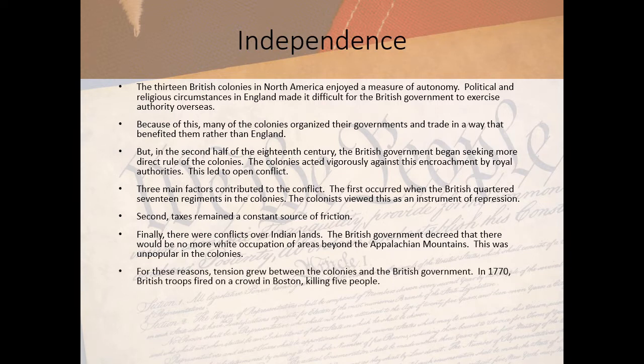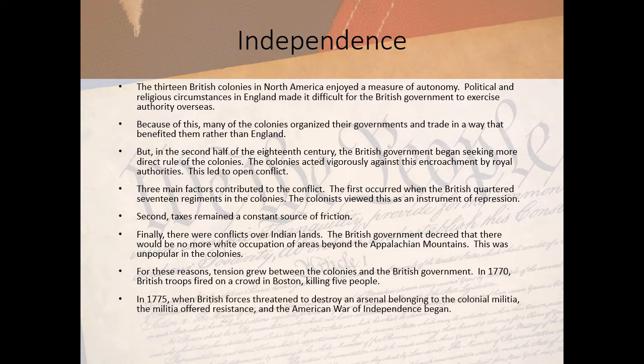For these reasons, tension grew between the colonies and the British government. In 1770, British troops fired on a crowd in Boston, killing 5 people. So that was going to be a big thing that happened. Now we're getting fired on by our own government. In 1775, when British forces threatened to destroy an arsenal belonging to the colonial militia, the militia offered resistance, and the American War of Independence began. So we know that the war was on, and we know how that war ended up.